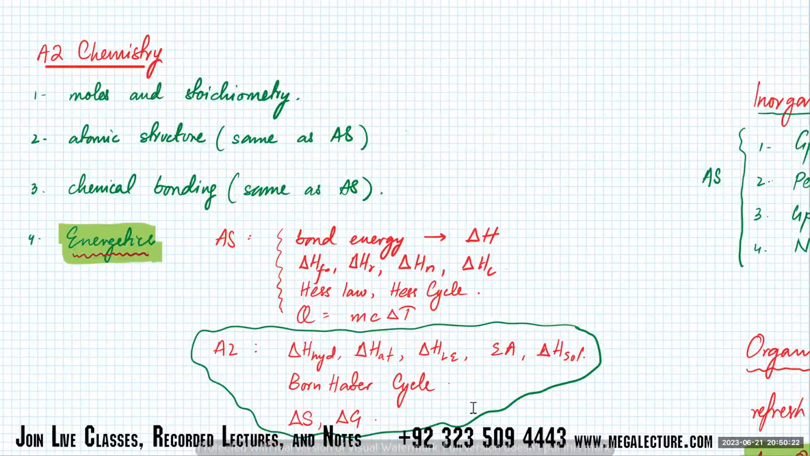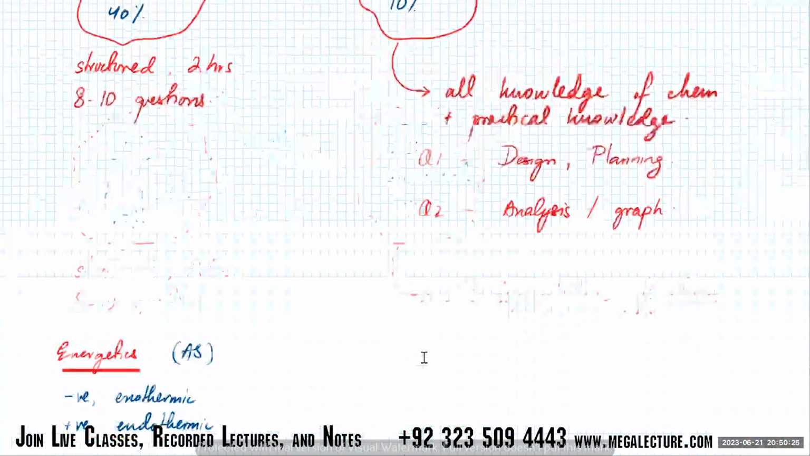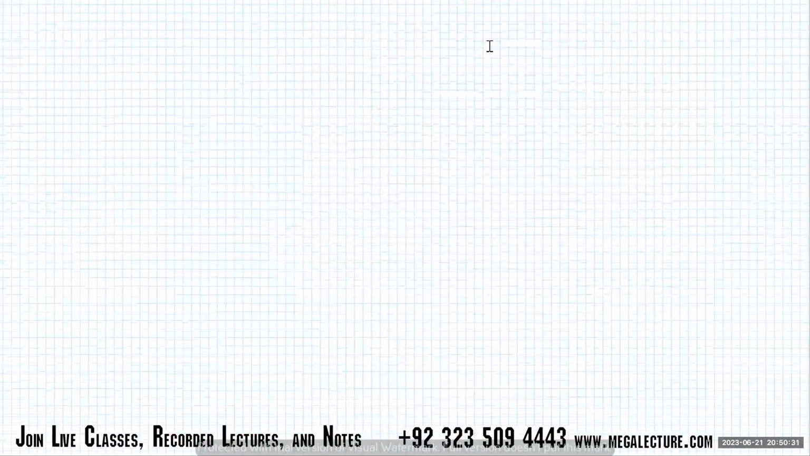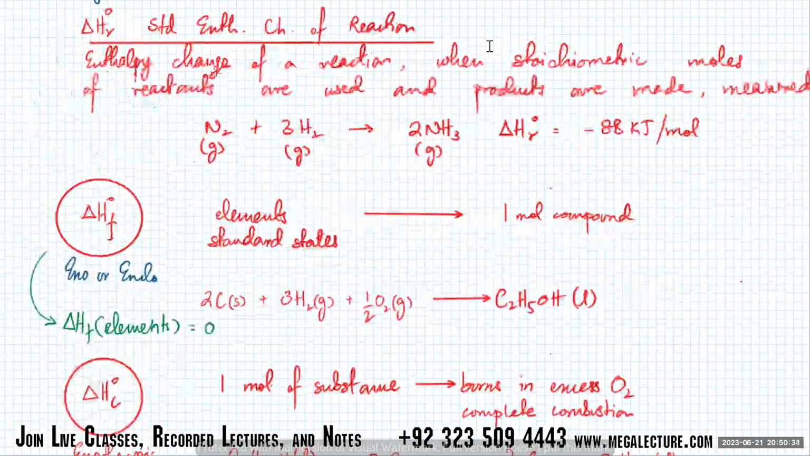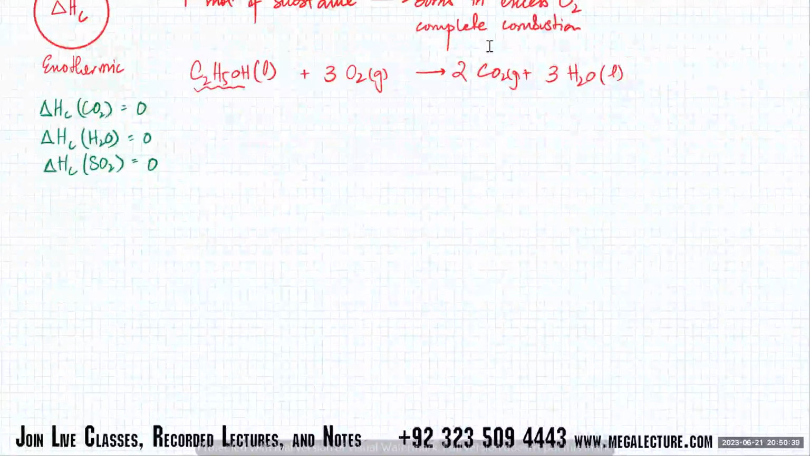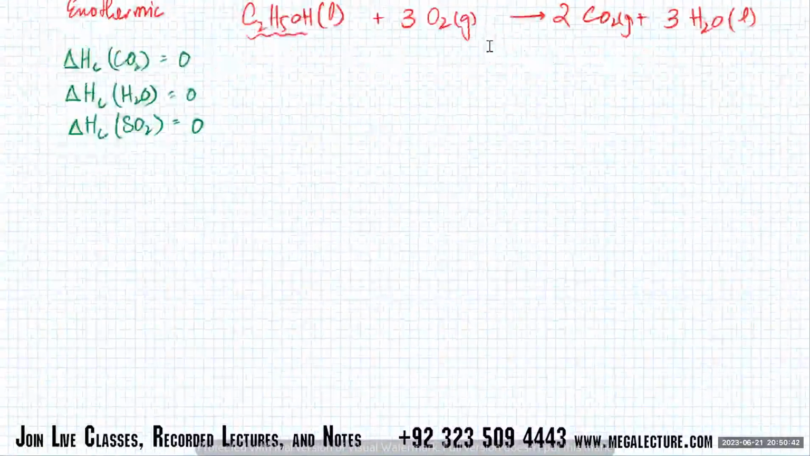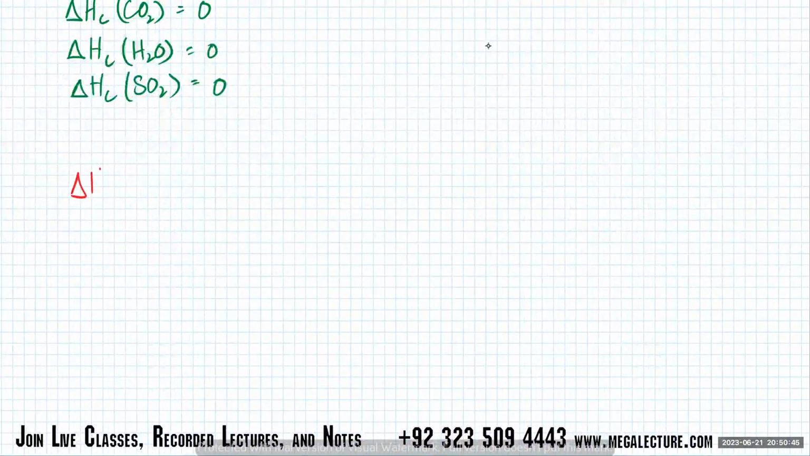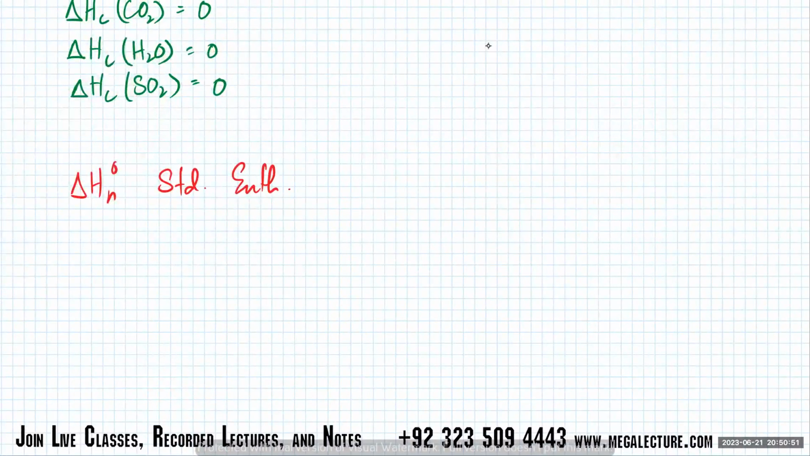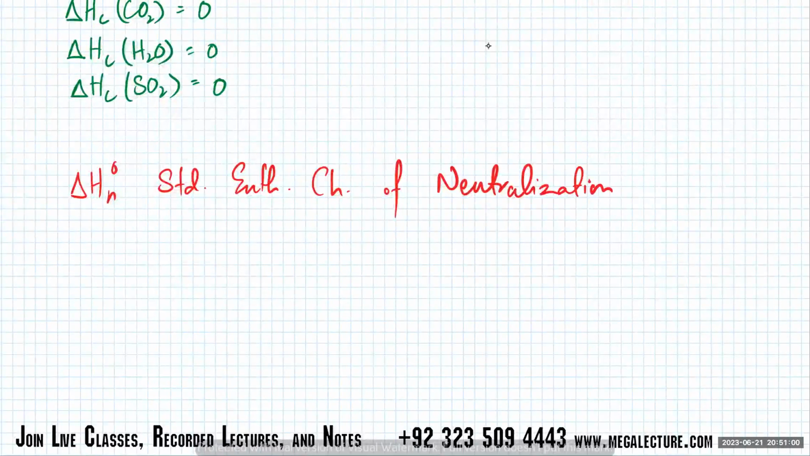So we're going to start with the definitions for A2 chemistry, and we did enthalpy of combustion and enthalpy of formation, which was AS. I'll just quickly do the enthalpy change of neutralization, just for the sake of completion. So delta HN, that was also AS, standard enthalpy change of neutralization, and then there's going to be A2 definitions.